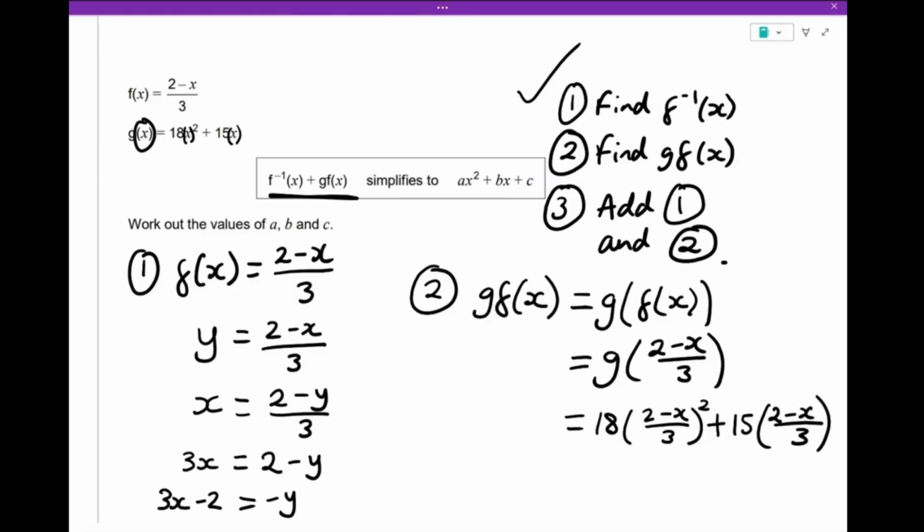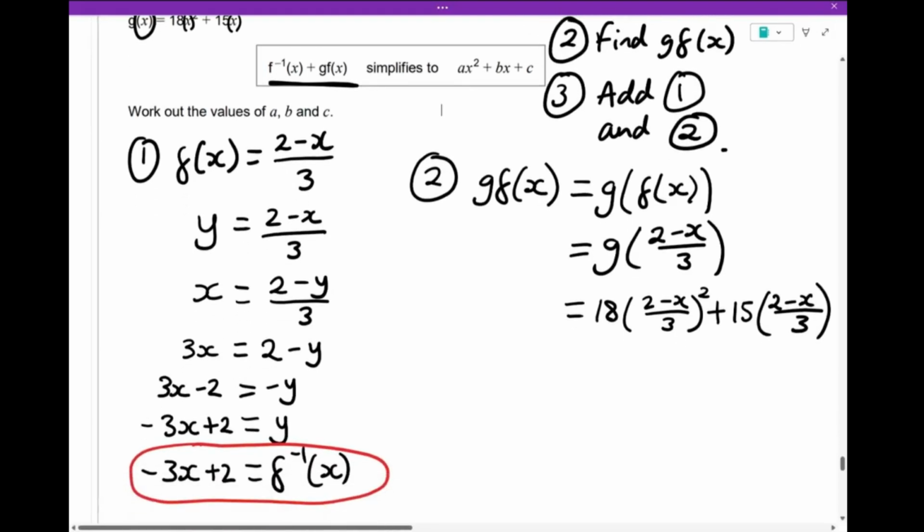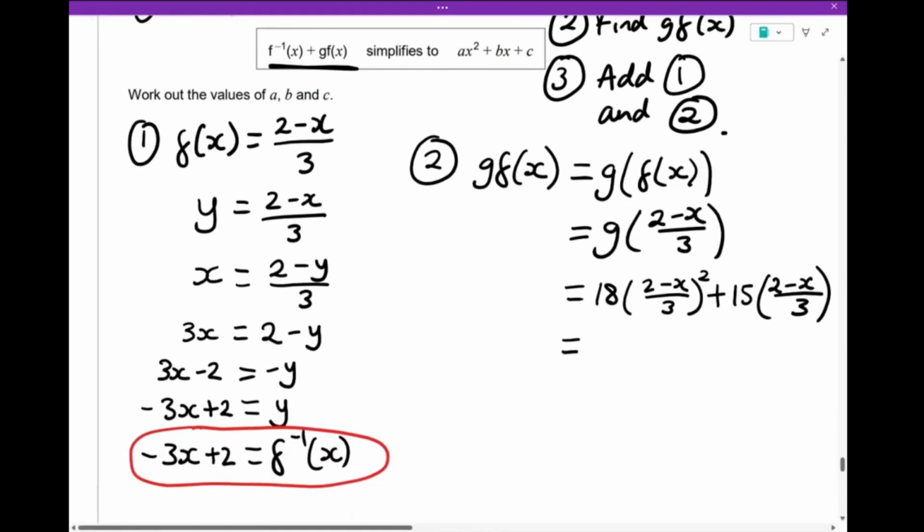Okay, so we have an expression for gf of x. However, I am going to simplify it first, because we're going to have to end up with ax squared plus bx plus c. So let's get this into a more favourable format. So what I'm going to do is, if we're squaring a fraction, we're squaring our numerator and denominator. So I'm going to rewrite this as 2 subtract x to the power of 2. So we're squaring my numerator, and then our denominator would be 3 squared, like that. I'm going to close my bracket.